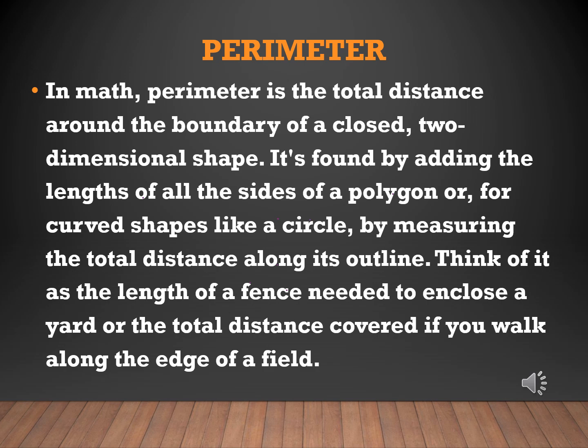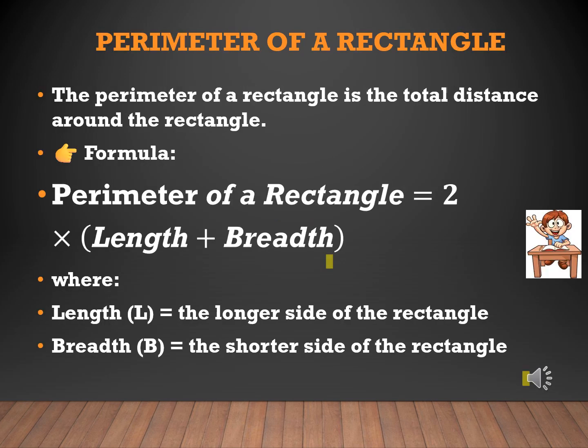Think of it as the length of a fence needed to enclose a yard, or the total distance covered if you walk along the edge of a field. What is the perimeter of a rectangle? The perimeter of a rectangle is the total distance around the rectangle. The formula for the perimeter of a rectangle is 2 times (length plus breadth), where length is the longer side of the rectangle and breadth is the shorter side of the rectangle.